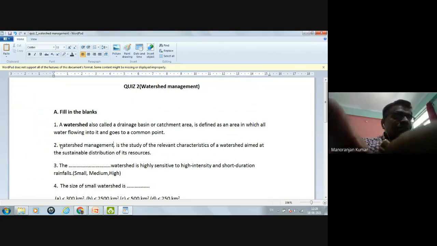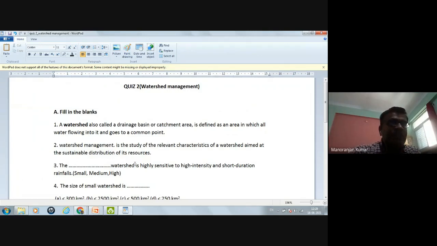The third question is that the blank watershed is highly sensitive to high intensity and short duration rainfall. So which watershed? Small watershed, medium watershed, or large watershed? Which watershed is more sensitive to rainfall? Obviously we have seen in the small watershed the area is less than 250 kilometers square. So if there is a heavy rainfall, then suddenly the flood will come. So the correct answer is a small watershed.